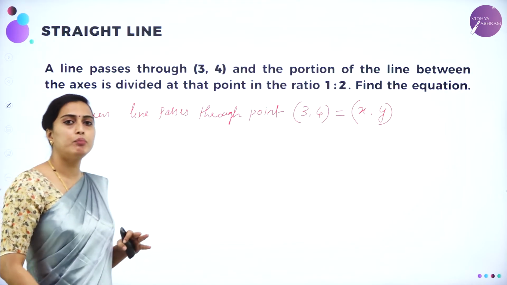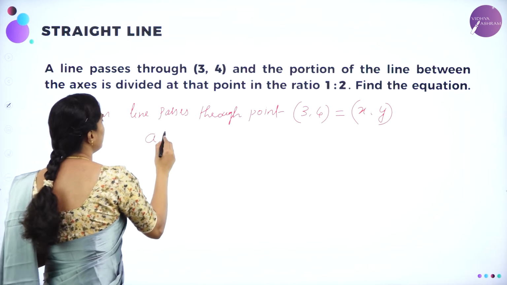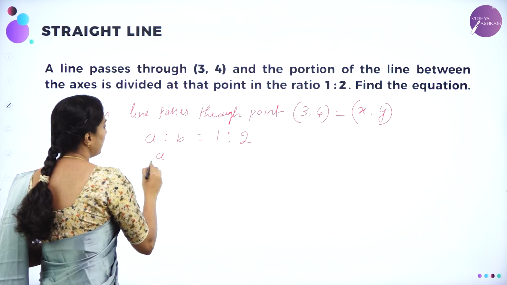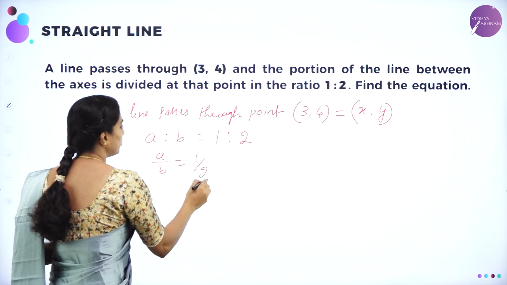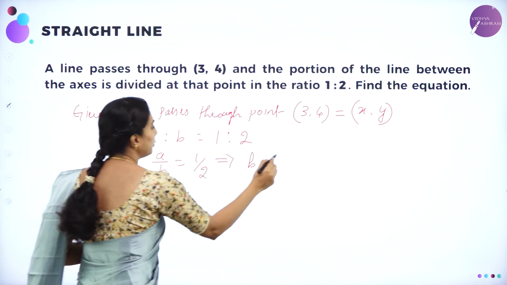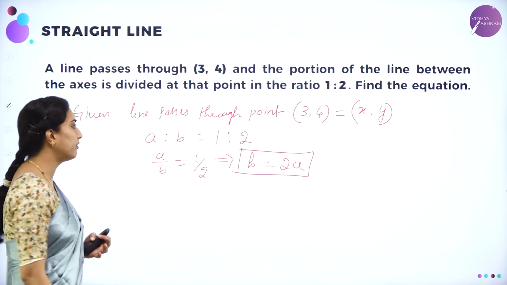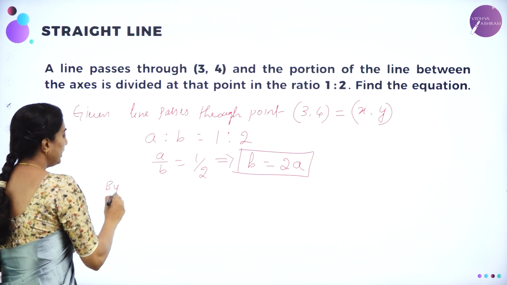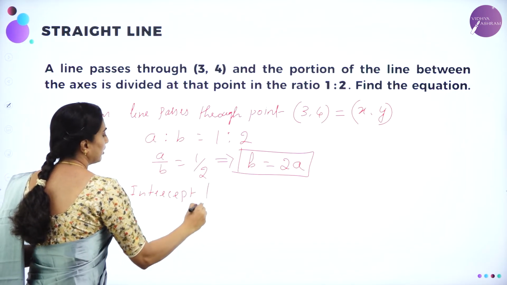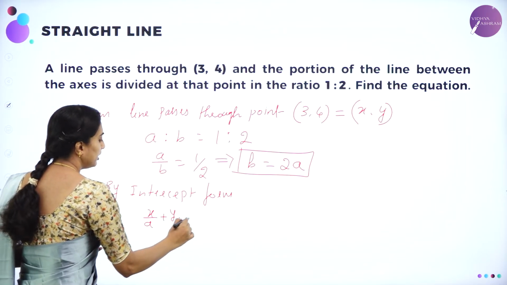Between the axes means A is to B, isn't it? So given A is to B is equal to 1:2. Otherwise, A by B is equal to 1/2. You can cross multiply, which implies B is equal to 2A. Now, you can use the intercept form. What is the intercept form? The intercept form is x by a plus y by b is equal to 1.